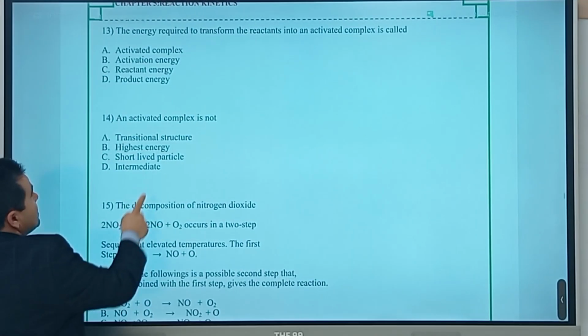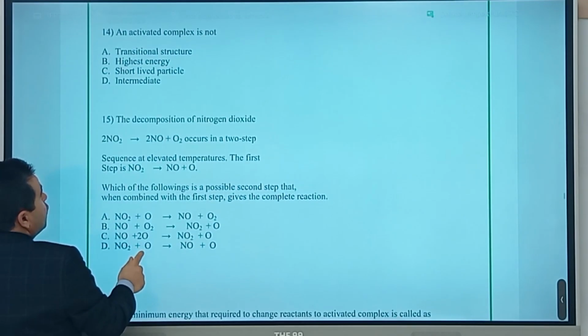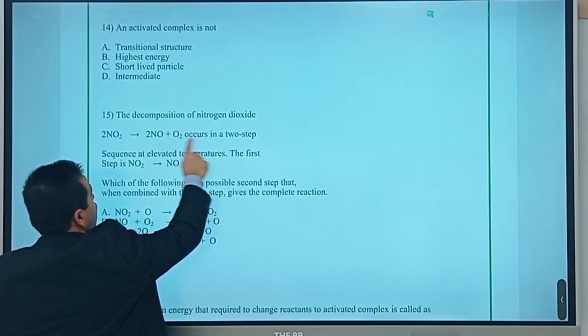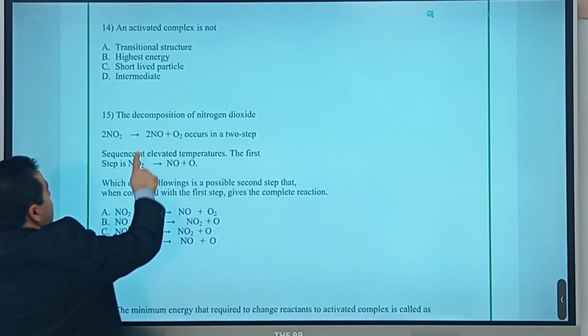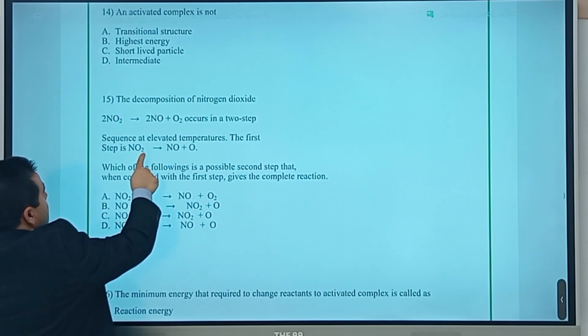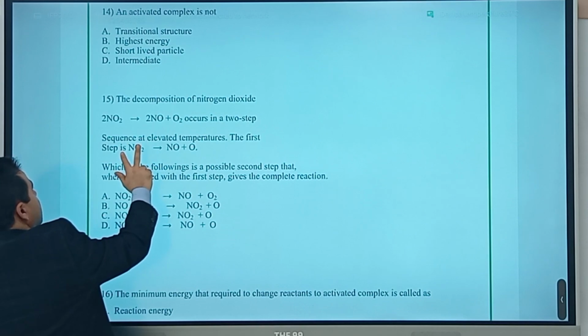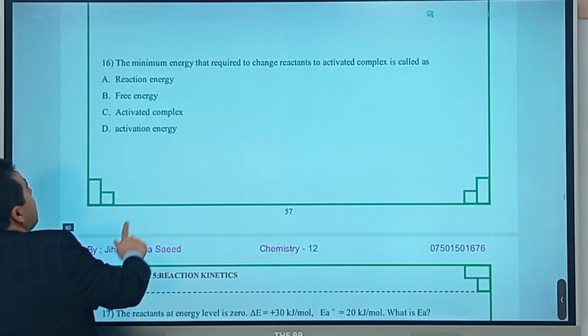The activated complex is not an intermediate. The decomposition of nitrogen dioxide occurs in two steps. This one is the main, and that's the given step, the first step. Which of the following is the possible mechanism of the second step? Let's just flip this, add with the above, you'll get the step.